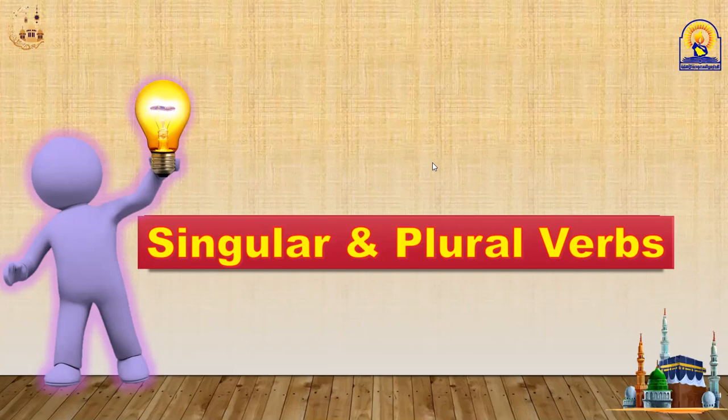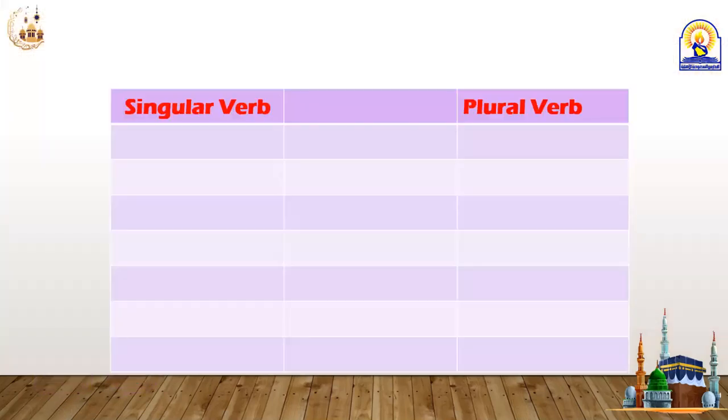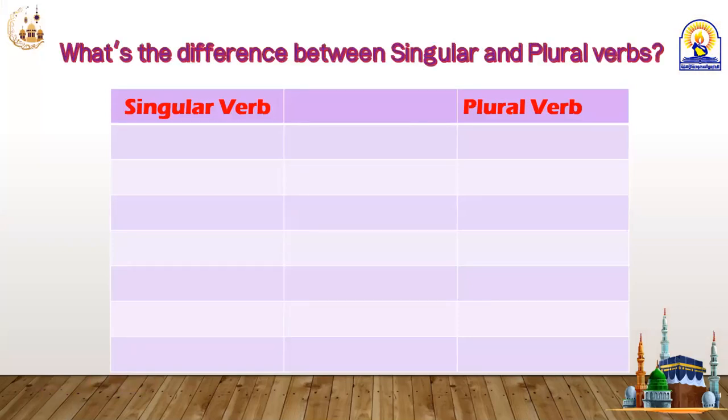And the other guys, this is the difference between singular and plural verbs. I have a table. On the left, we have singular verbs. On the right, we have plural verbs. And let's see what's the difference between singular and plural. But I won't tell you guys. We use a singular verb after he, she, it. But a plural verb is used after I, we, you, they.